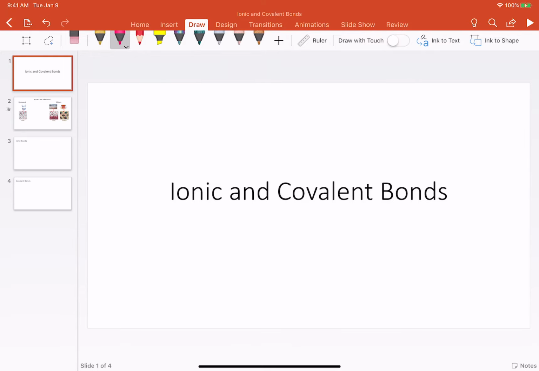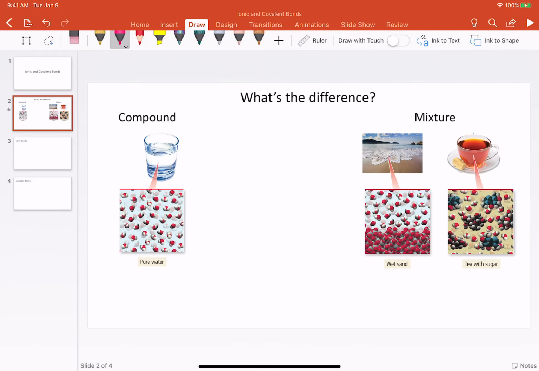We're going to start our discussion of chemical bonding with a little bit of a review from Chapter 1 on the difference between mixtures and compounds. So let's take a look at mixtures first. Remember that mixtures are basically just multiple substances combined in the same container, or we could describe it as just multiple substances mixed together.